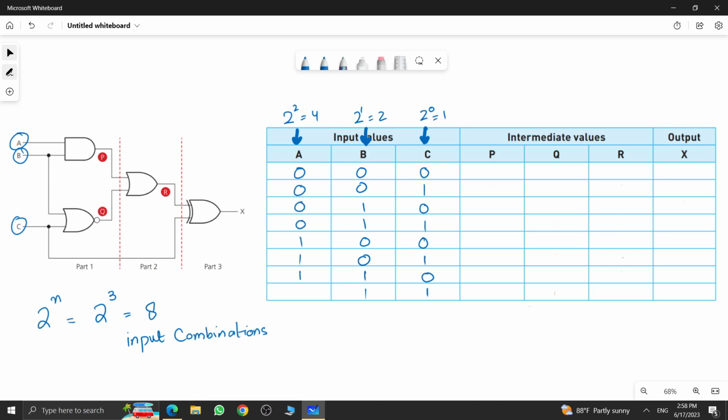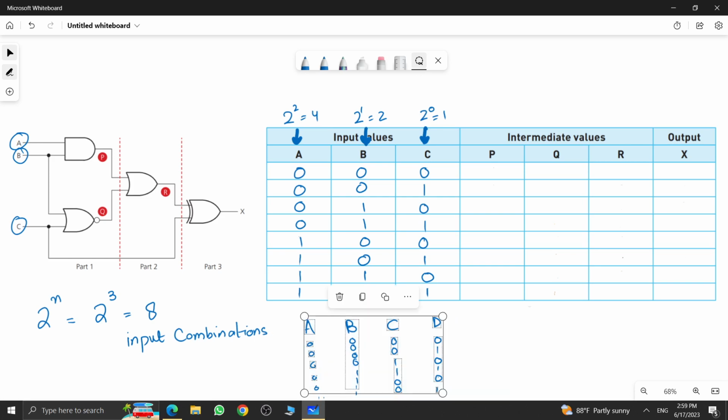So remember, if you have 4 input values like A, B, C, D, then in column D, you will be putting alternate values like 0, 1, 0, 1, 0, 1. Then in C, you will put 2 zeros, then 2 ones, then 2 zeros, then 2 ones. In column B, you will put 4 zeros and 4 ones. And finally, in column A, when you have 4 input values, you can put 2 raised to the power 3, that is 8. It means 8 zeros and then 8 ones will be down. So this is just additional information for you.